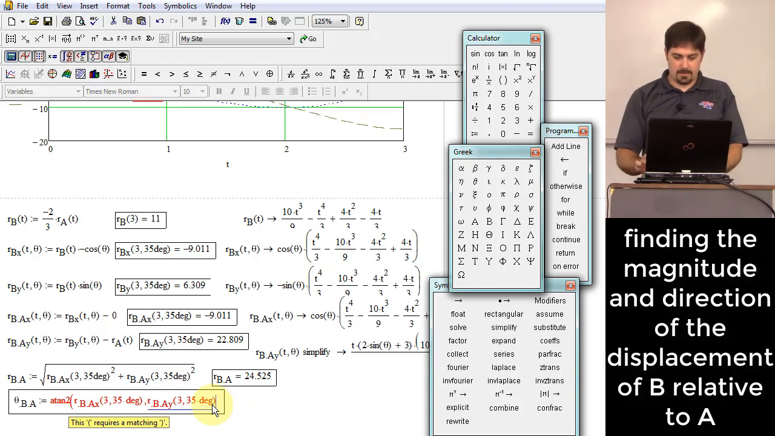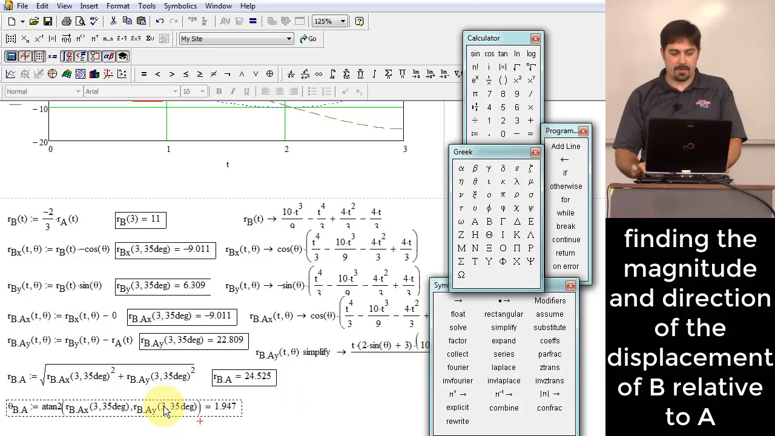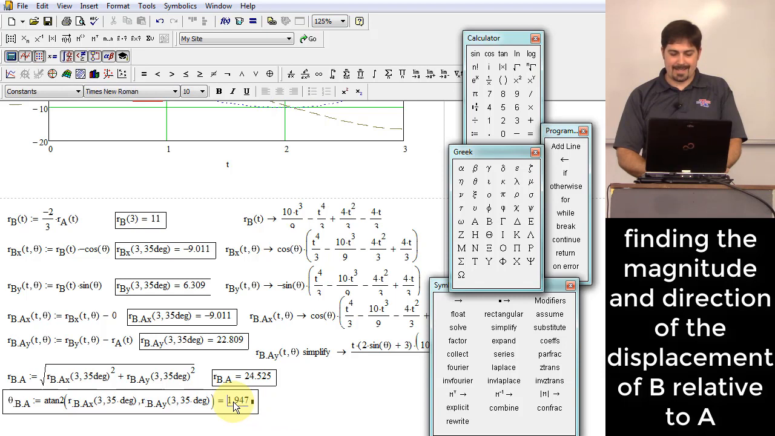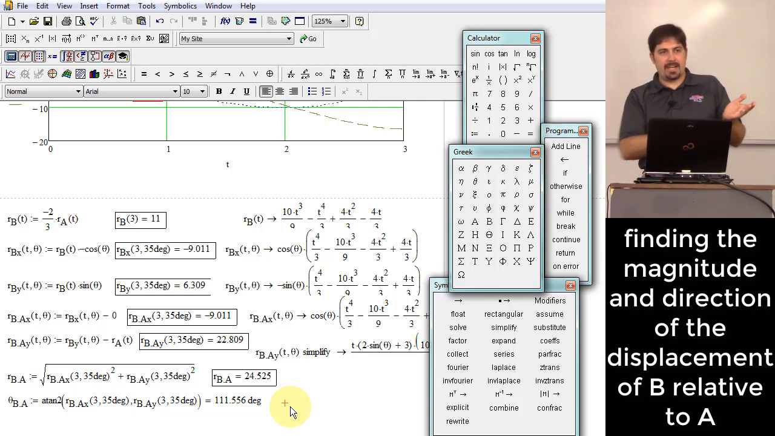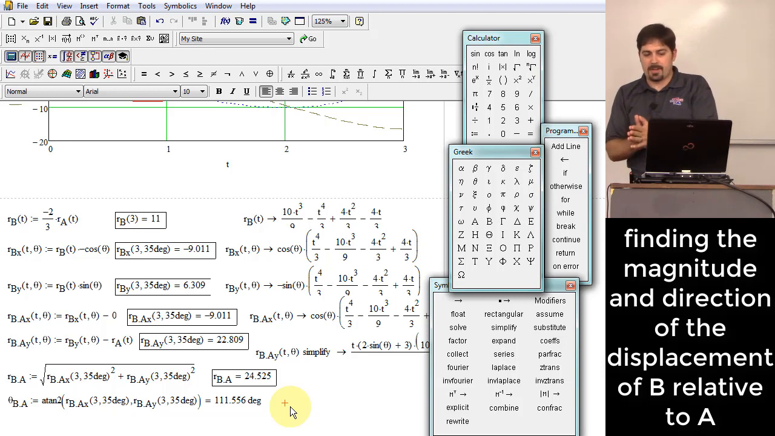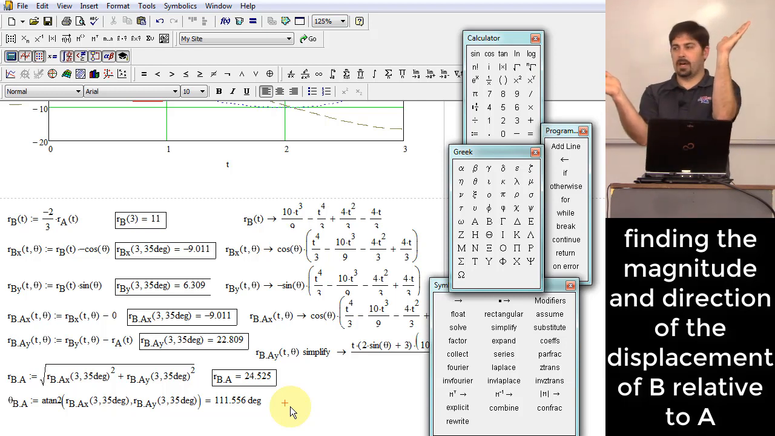It'll then tell you where it looks like it was moving. It does this as an angle basically between negative 180 and positive 180. So if you're standing on block A, it looks like the motion of block B moved such that it was off in an angle at 111.556 degrees relative to positive x measured counterclockwise.